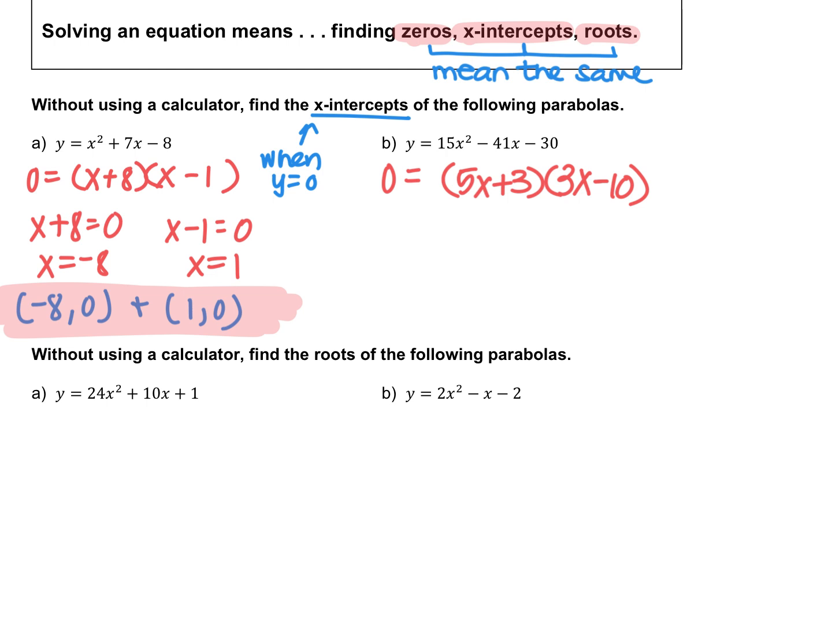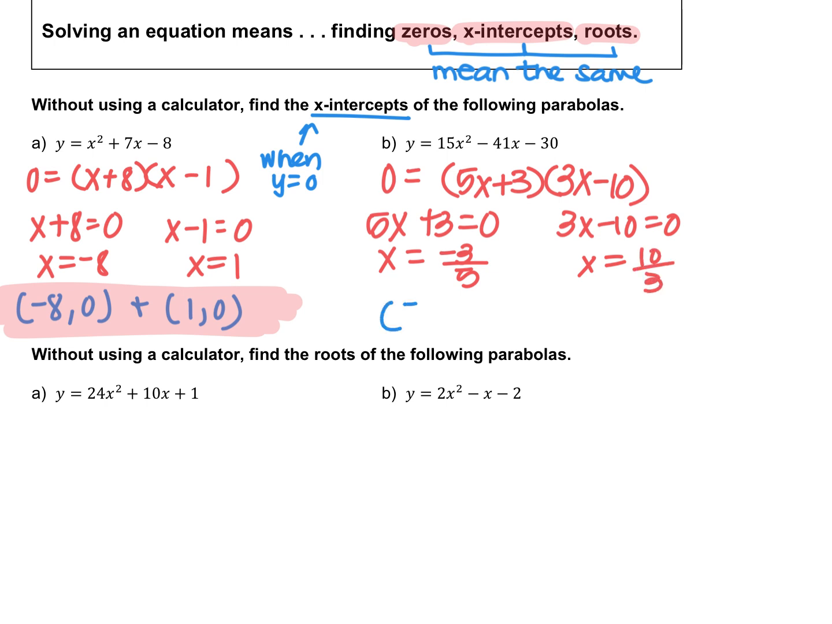All right. So then we set each factor equal to 0. 5x plus 3 equals 0, x equals negative 3 over 5. And then 3x minus 10 equals 0, x equals 10 over 3. Once again, it's asking for x-intercepts, so we're going to write them as points. Negative 3 over 5, 0, and 10 over 3, 0.